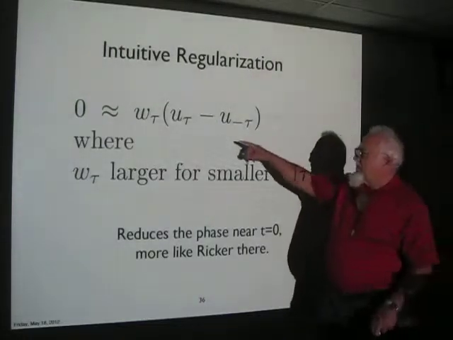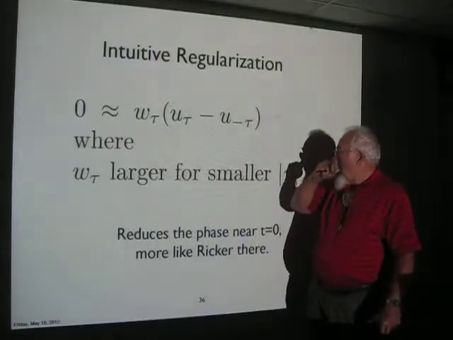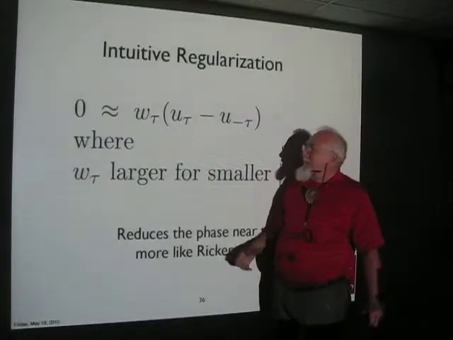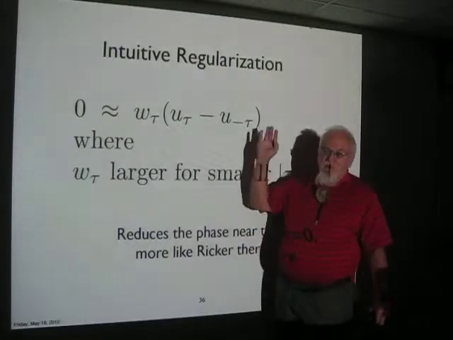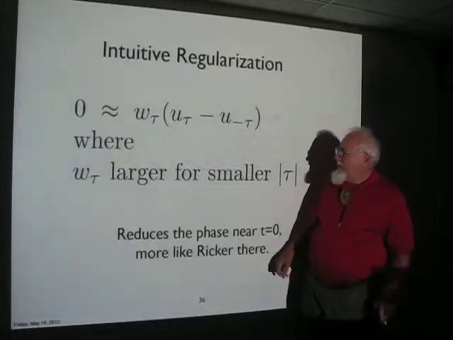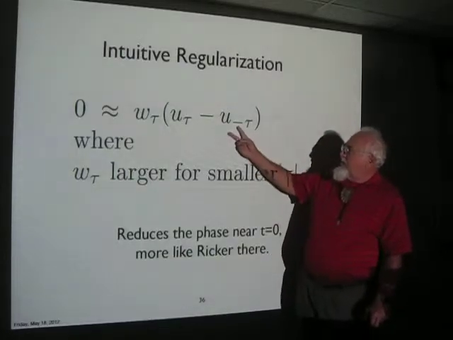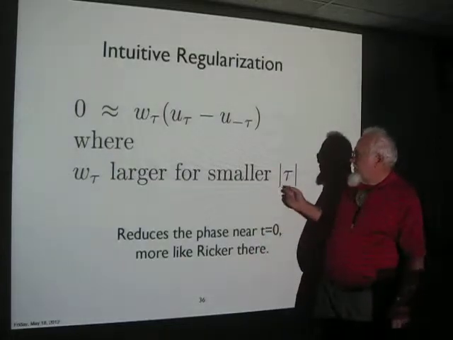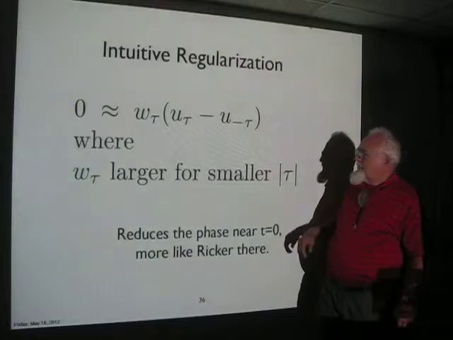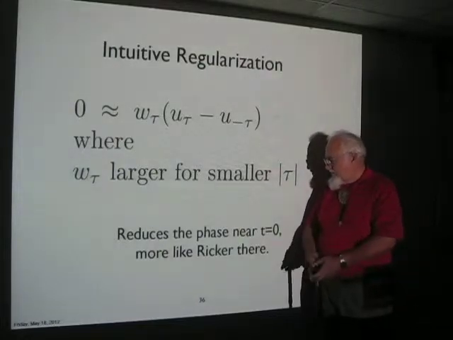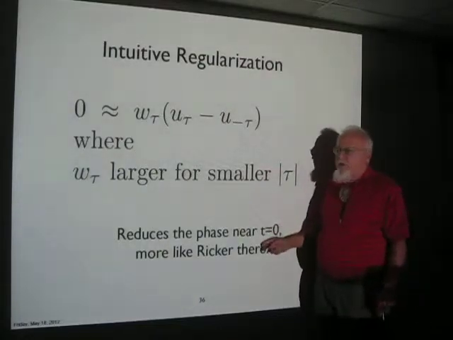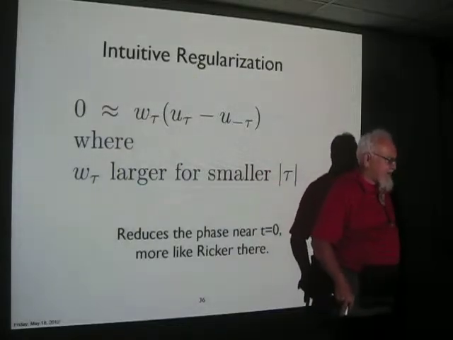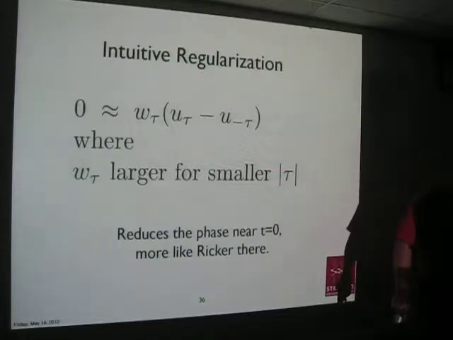I should look at the asymmetrical part of the U. And where have you heard this before? You heard this in my other talk, didn't you? In fact, struggling with this is what even gave me the whole idea to do the other talk. So we want to get rid of the asymmetrical part of the U's, and we only want to do it near small lags. That would reduce the phase near t equals 0, and it would make it more like a Ricker wavelet. So as I say, I was struggling with this problem that led me to even prepare the other talk that I gave earlier today.